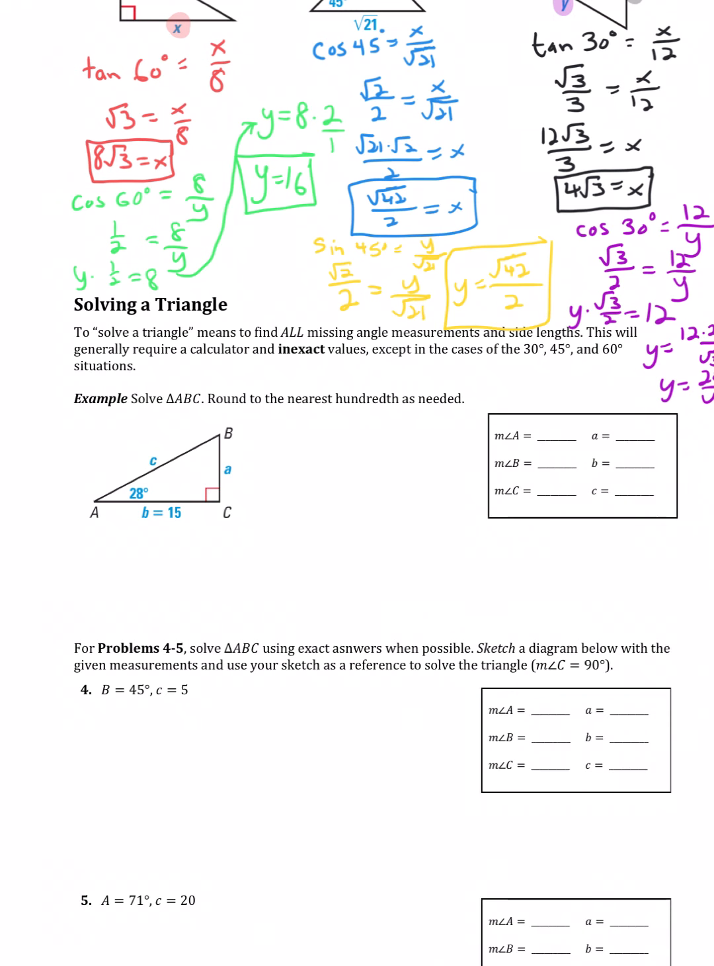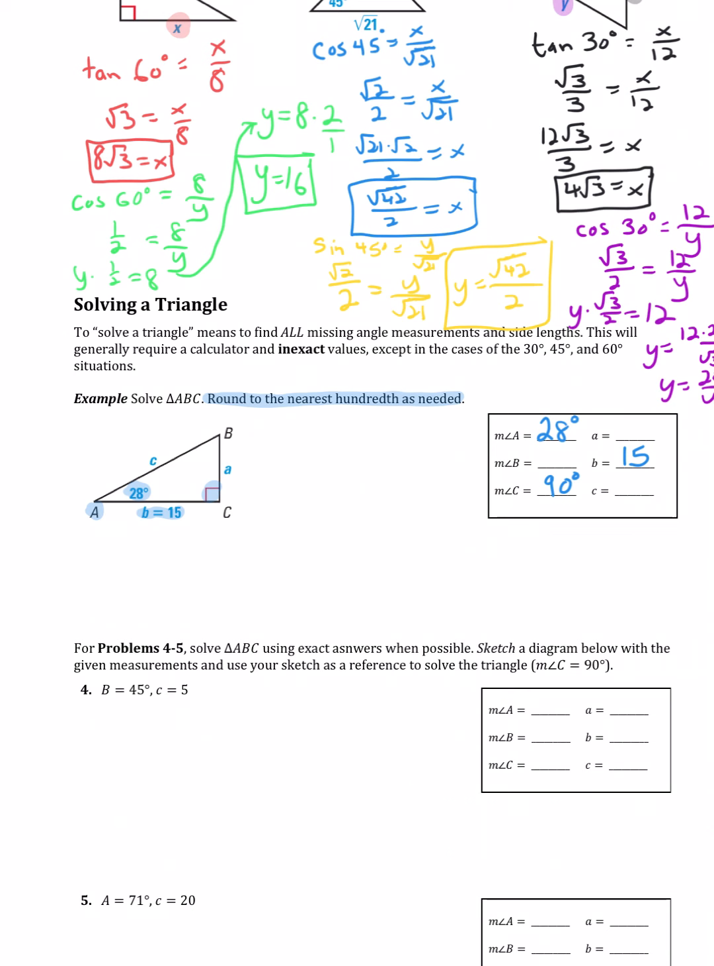For these ones, we're not going to be able to do exact answers. We're going to need to round to the nearest hundredth, which is 2 decimal places. The first thing we can do is identify information we already have. Whenever we're solving a triangle, we should be given some information. So for example, the measure of angle A here is 28 degrees. That's given to us. We know angle C is the 90-degree angle. And we know side length B is 15. Those 3 things are the given information that we started with.